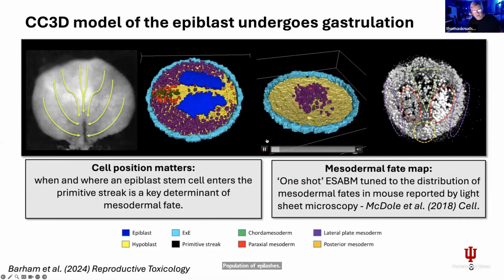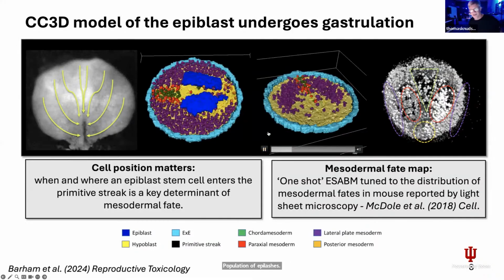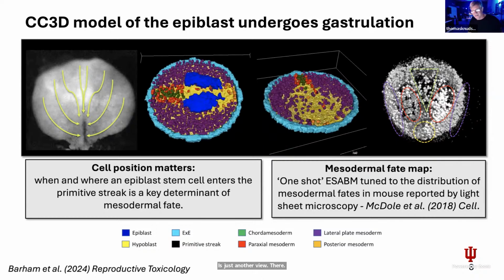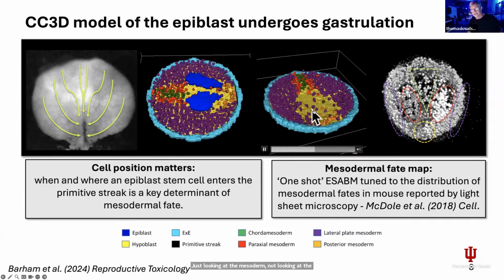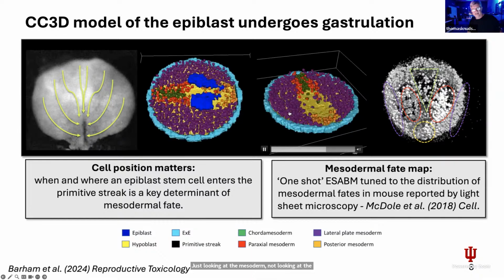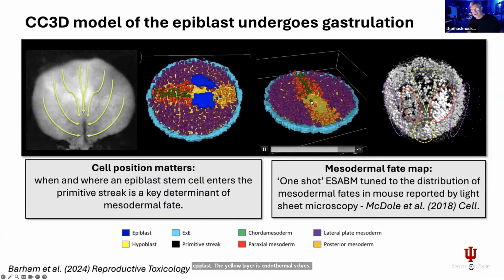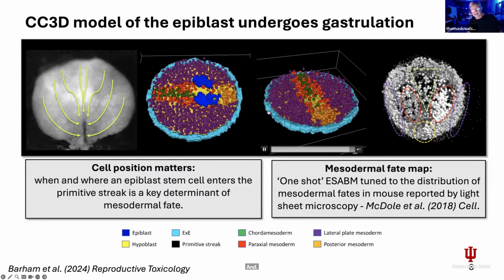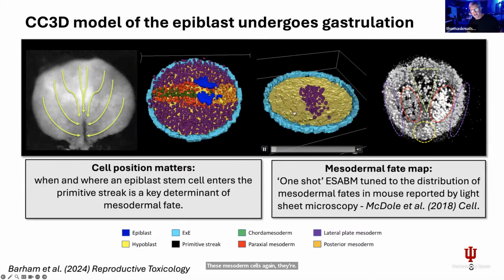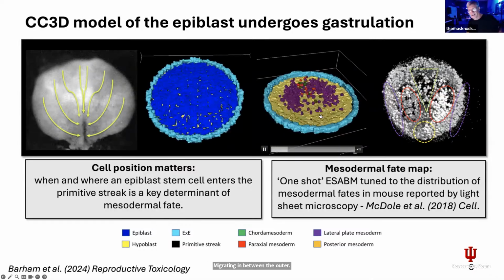There's just another view there, just looking at the mesoderm, not looking at the epiblast, so that's made transparent. The yellow layer is endodermal cells, and these mesoderm cells, again, they're migrating in between the outer blue epiblast and the inner yellow, what's called hypoblast.